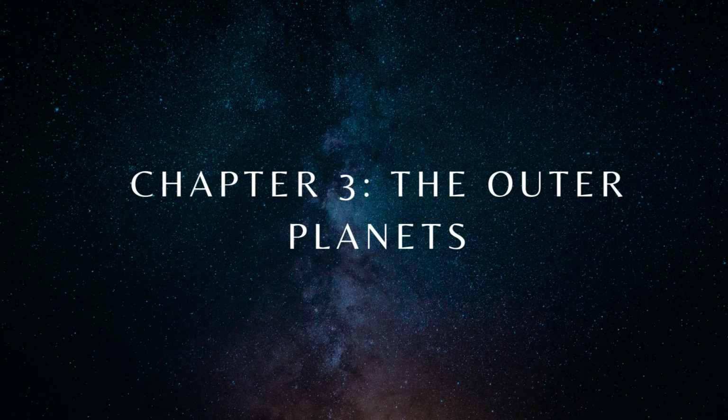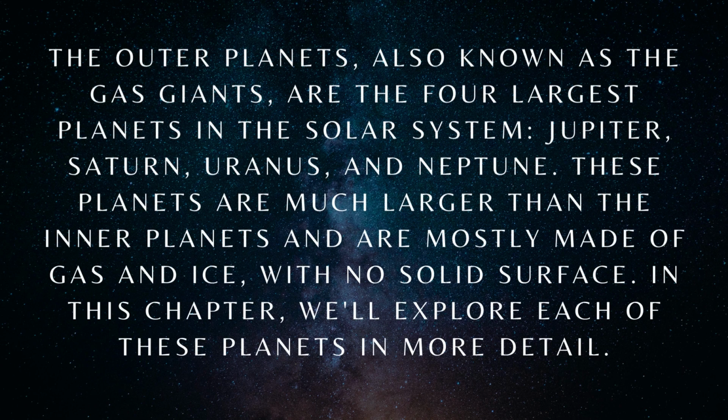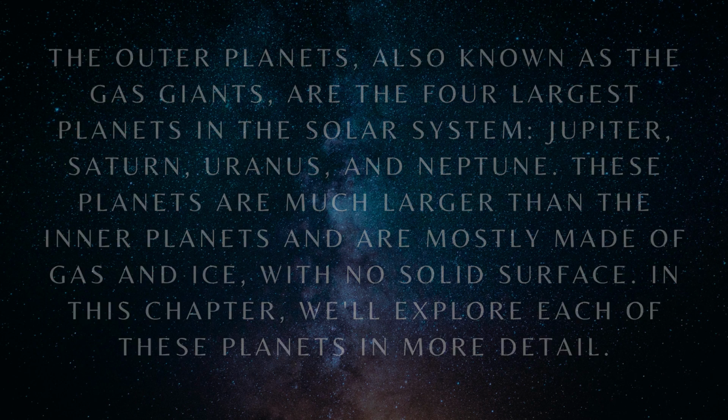Chapter 3. The Outer Planets. The outer planets, also known as the gas giants, are the 4 largest planets in the solar system: Jupiter, Saturn, Uranus, and Neptune. These planets are much larger than the inner planets and are mostly made of gas and ice, with no solid surface. In this chapter, we'll explore each of these planets in more detail.